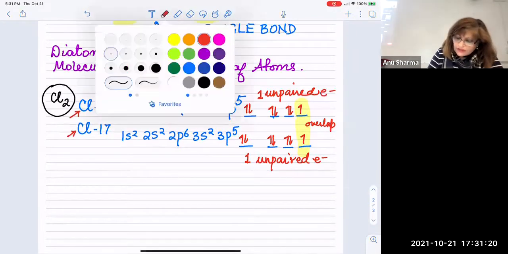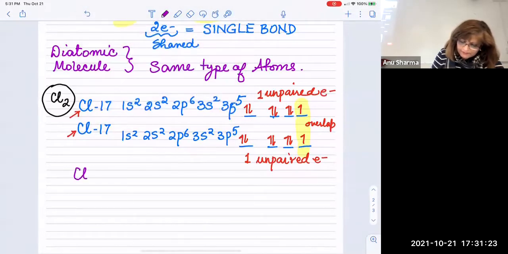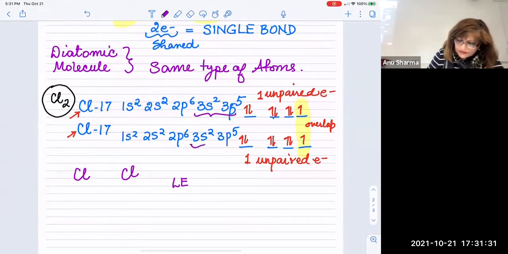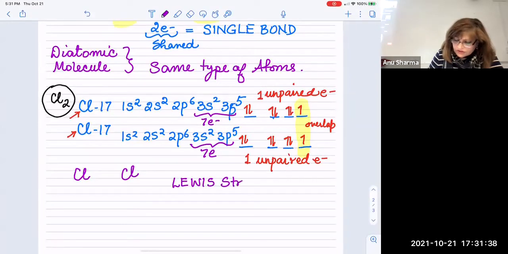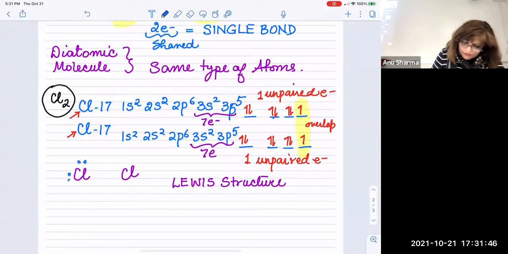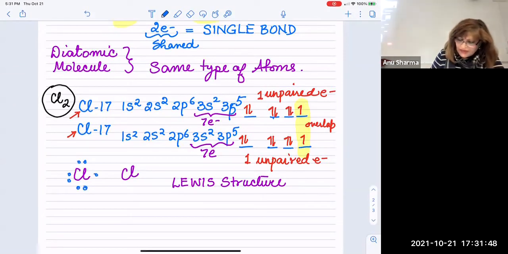So how do you show it in the Lewis structures? Here is this chlorine, and another chlorine. Anytime you draw the Lewis structures, you only put the valence electrons. So there are 7 valence electrons here and 7 here. That is the Lewis structure of chlorine with its 7 valence electrons: 1, 2, 3, 4, 5, 6, and 7. The other one is also 1, 2, 3, 4, 5, 6, and 7.